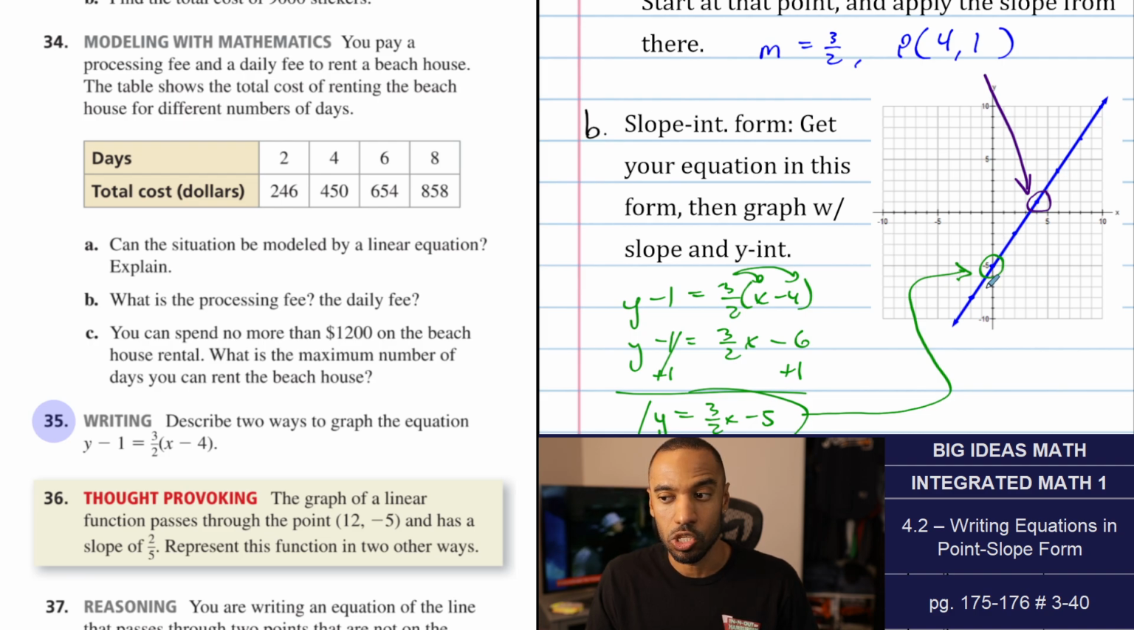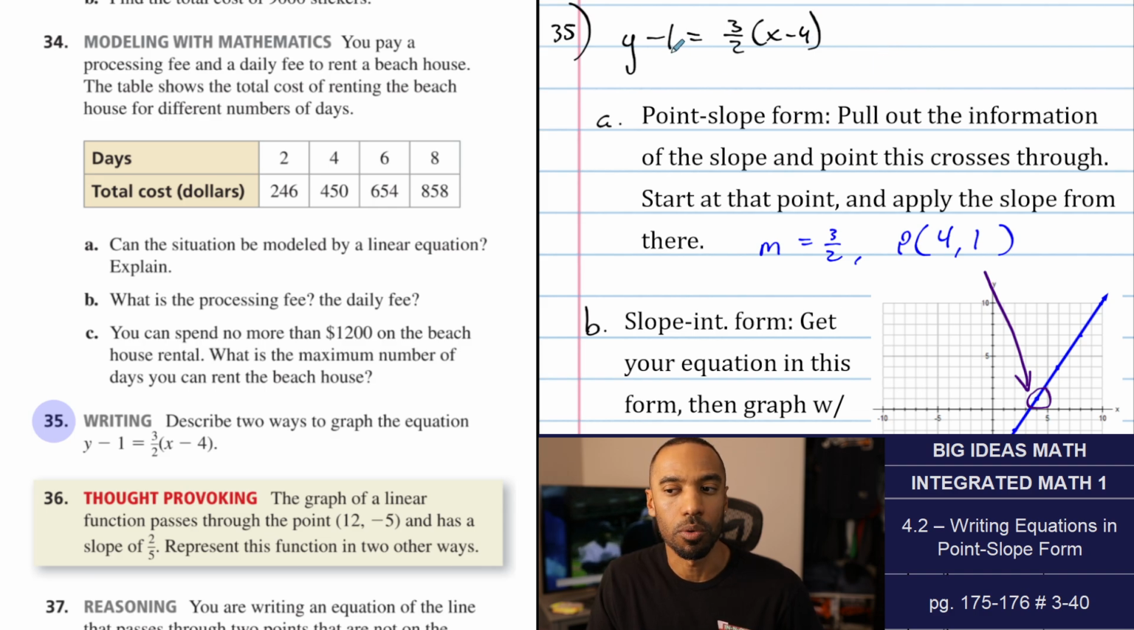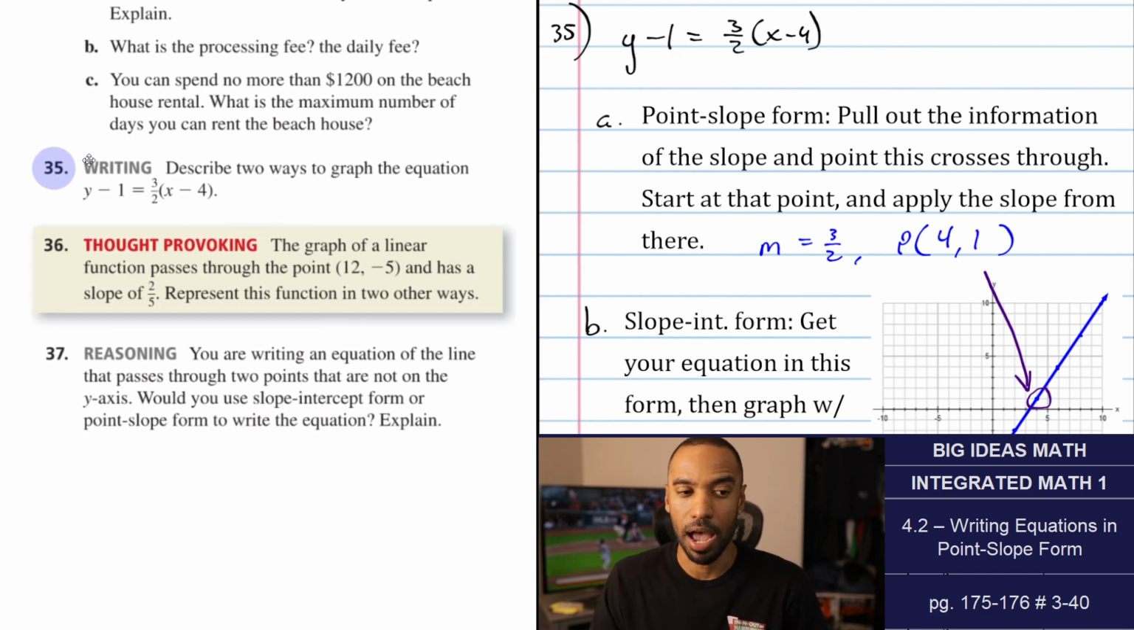In all honesty, this one from here, for me, was easier, given that we were in the form already. I wish they said, which do you prefer? For that, I prefer point-slope form.